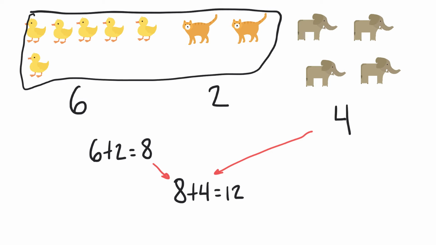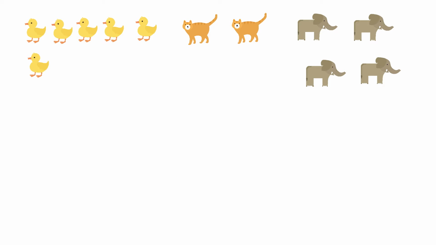But what if we were to move those numbers around and create a group of 10, even though the numbers that would make 10 aren't right next to each other? So let's take a look at the exact problem. If we look at the same problem and we know that we have 6 ducks, 2 cats, and 4 elephants, well, we tried 6 plus 2. That was 8, and that was an extra step. But I could make a group of 10 by adding 6 and 4 together. So why don't we do that?